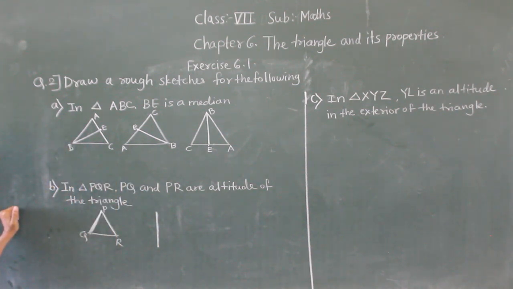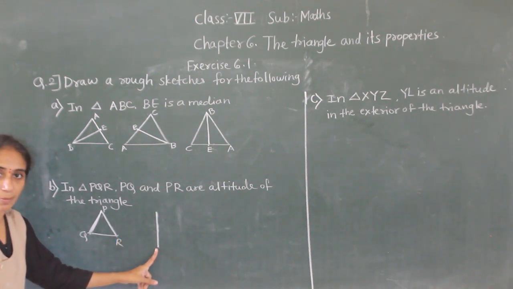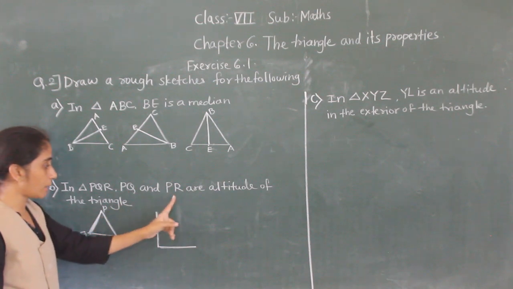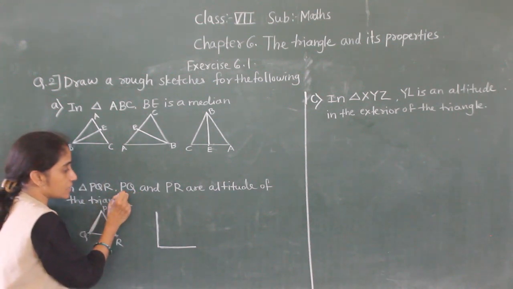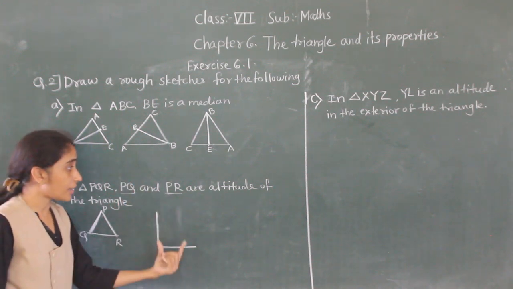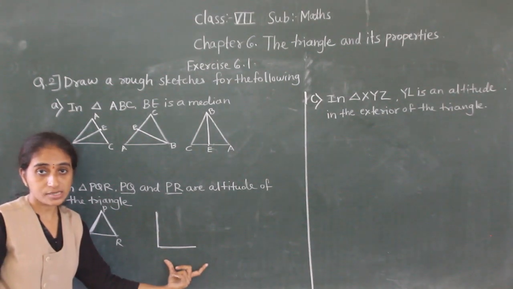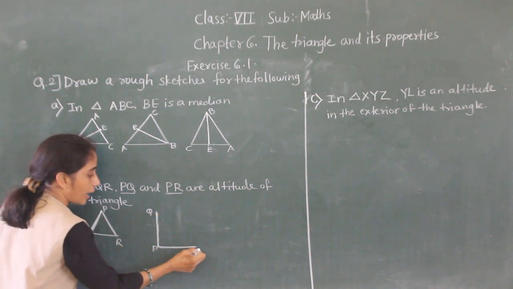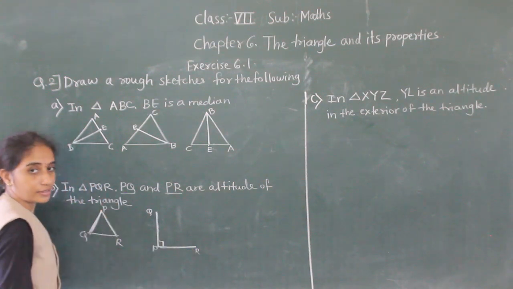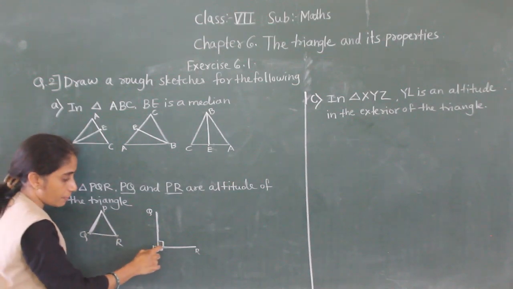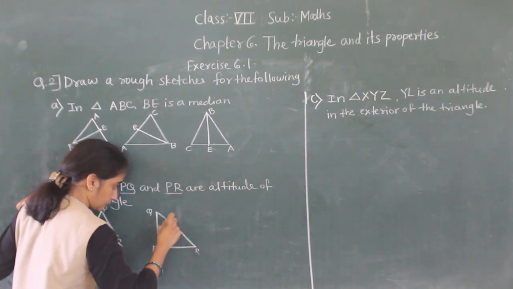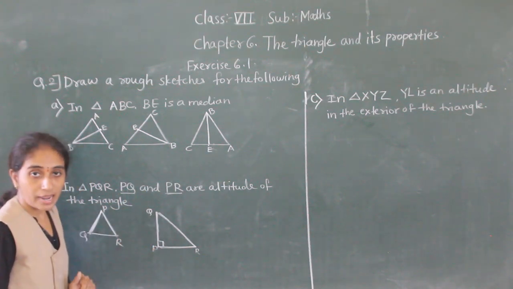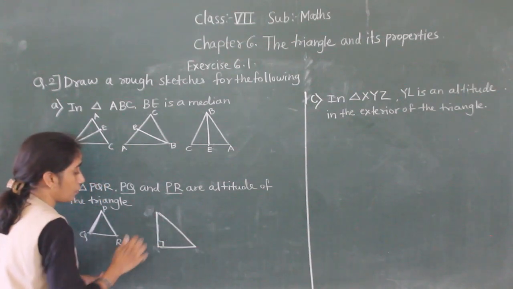If I draw PQ like this, it is perpendicular to this line. Now it depends on you how you give the names here. PQ and PR, P is common in both of them. These both are altitudes. So give the name P here, P, Q and P, R. It forms a 90 degree angle here, which means it is perpendicular. Join this line. So PQ and PR are the altitudes of the triangle.